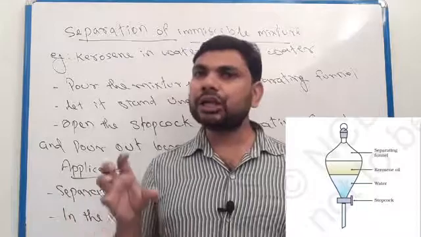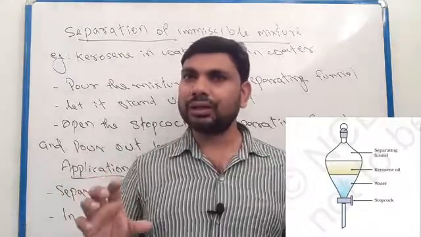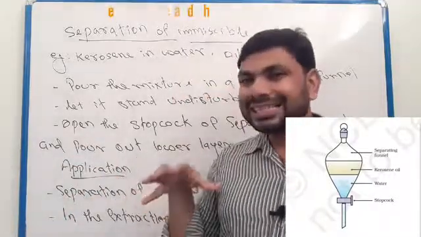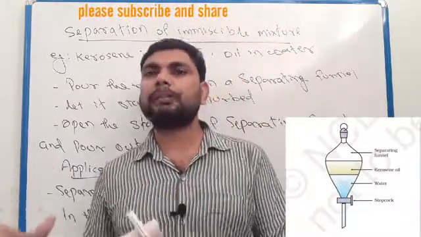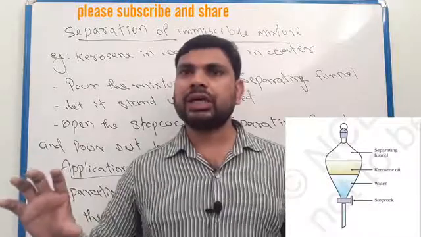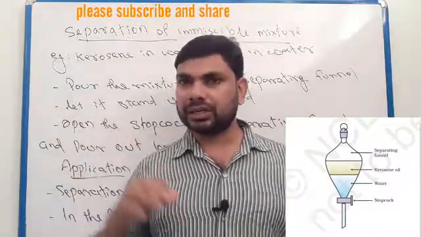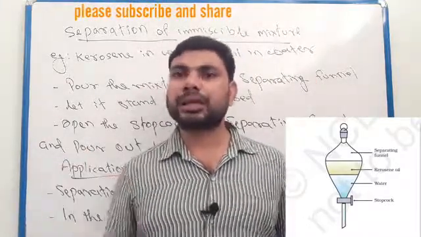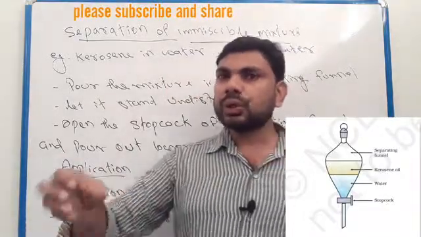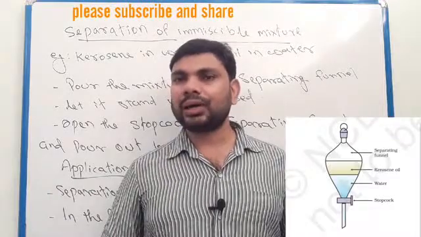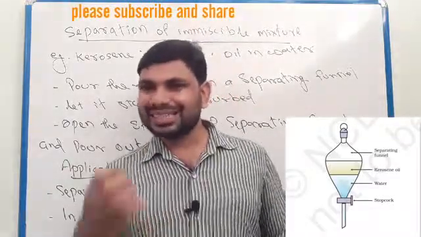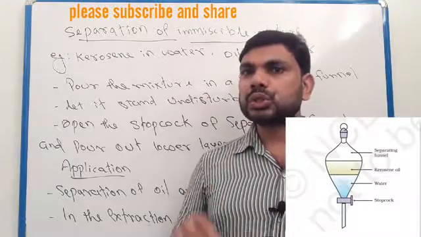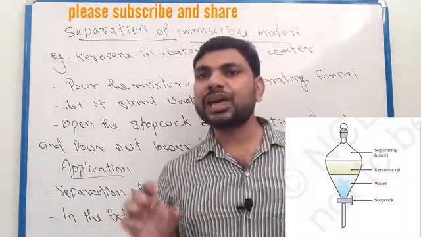Take the immiscible liquids in a separating funnel and shake well, then keep it in one place. Let it stand undisturbed, which means keep it in one place and do not shake it. Then it forms two separate layers. You can see in this diagram, it forms two separate layers. After that, you have to open the stopcock, then pour out the lower layer, take out the lower layer of the liquid. This is the method to separate immiscible liquids. To separate immiscible liquids, we use a separating funnel.